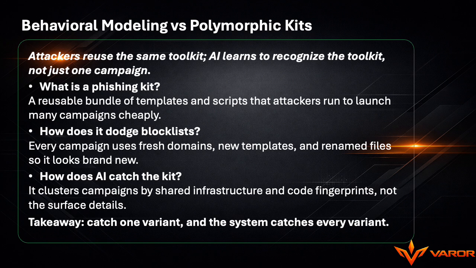Behavioral modeling versus polymorphic kits. Attackers reuse the same toolkit. AI learns to recognize the toolkit, not just one campaign. What is a phishing kit? A reusable bundle of templates and scripts that attackers run to launch many campaigns cheaply. How does it dodge blocklists? Every campaign uses fresh domains, new templates, and renamed files so it looks brand new. How does AI catch the kit? It clusters campaigns by shared infrastructure and code fingerprints, not the surface details. Takeaway: catch one variant, and the system catches every variant.